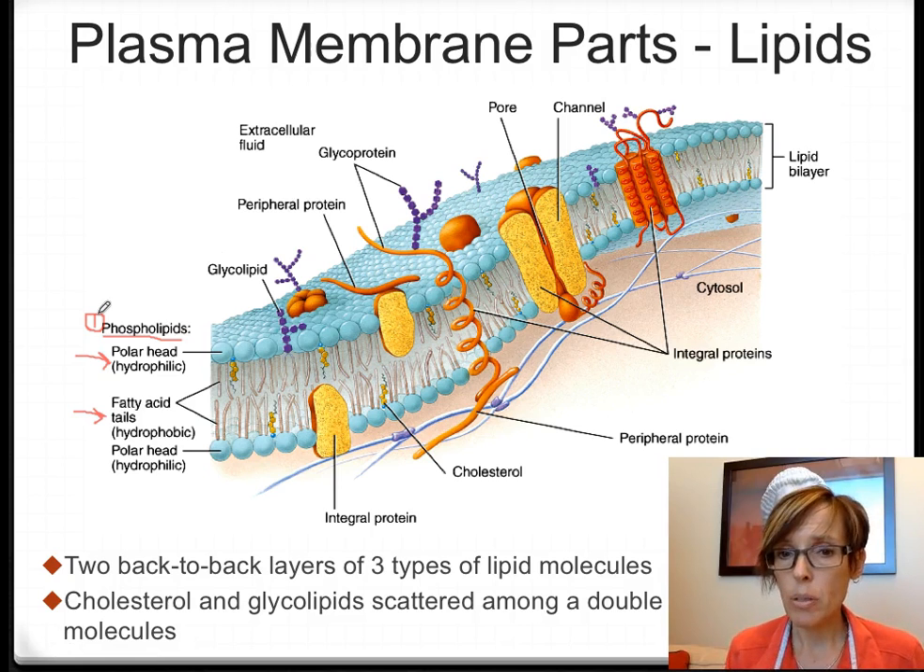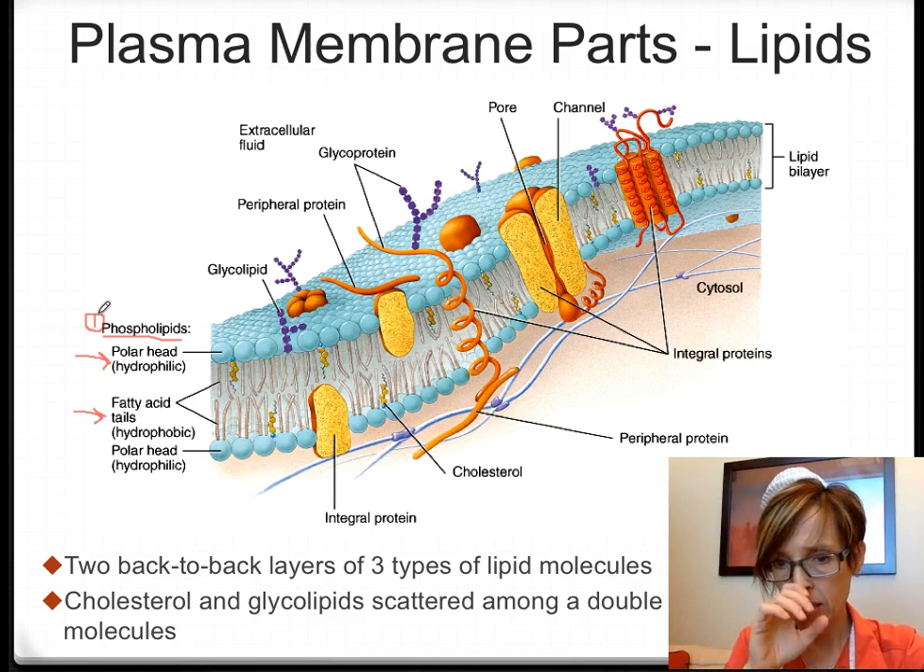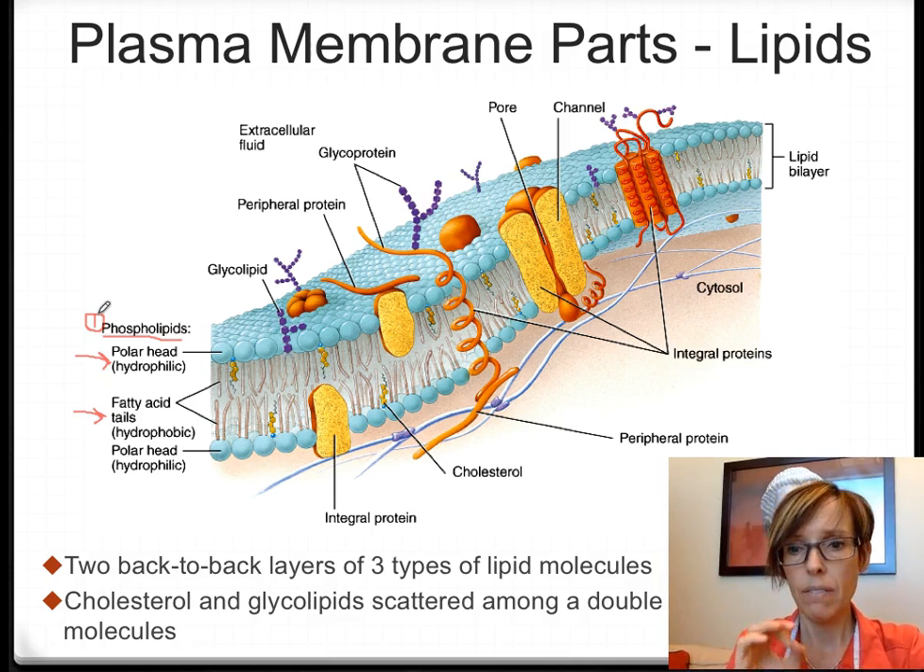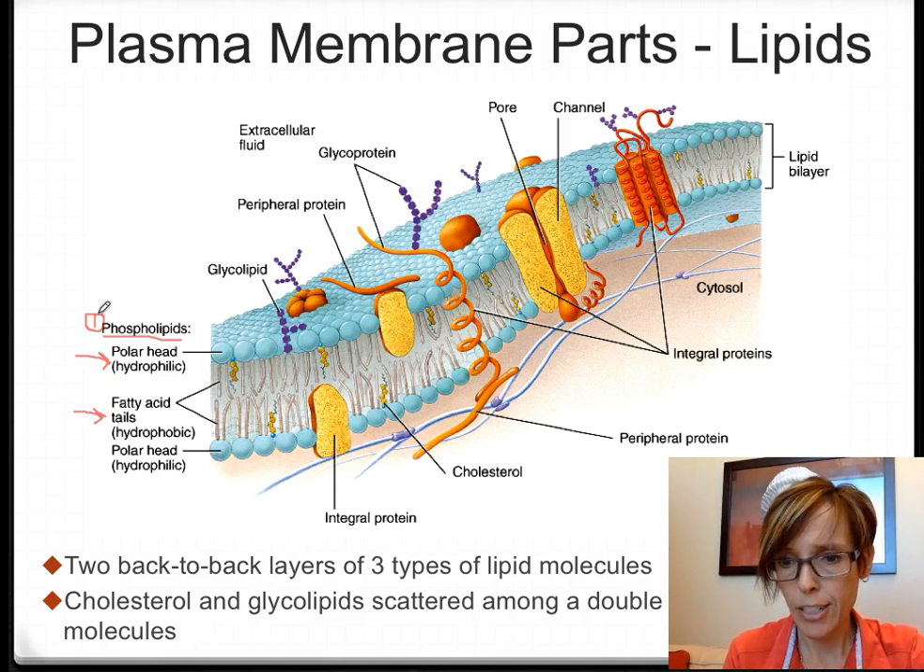Now, cholesterol is going to be super important. It's really funny because we don't think about cholesterol that much, except in that it's bad and artery clogging and stuff like that. But it actually plays a very important role in our cell membrane. Let me tell you about this, and I have it written down so I don't mess up the definition for you.